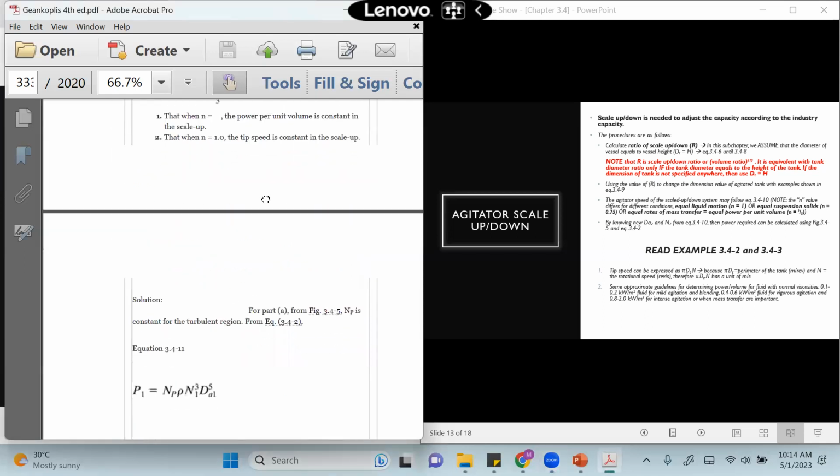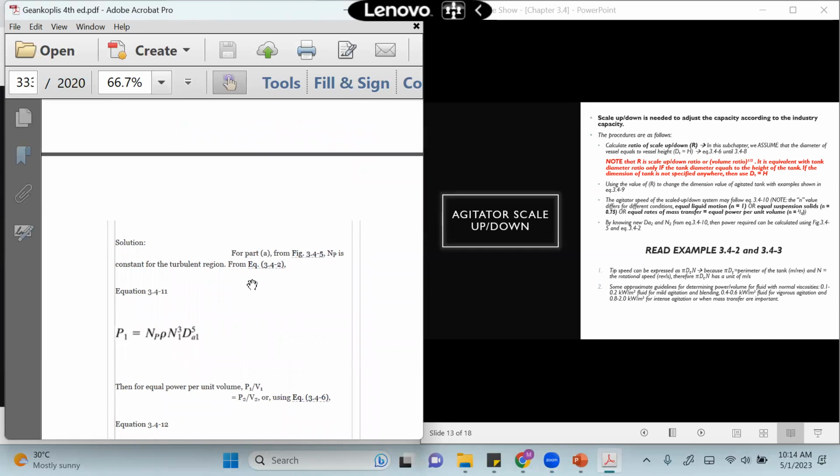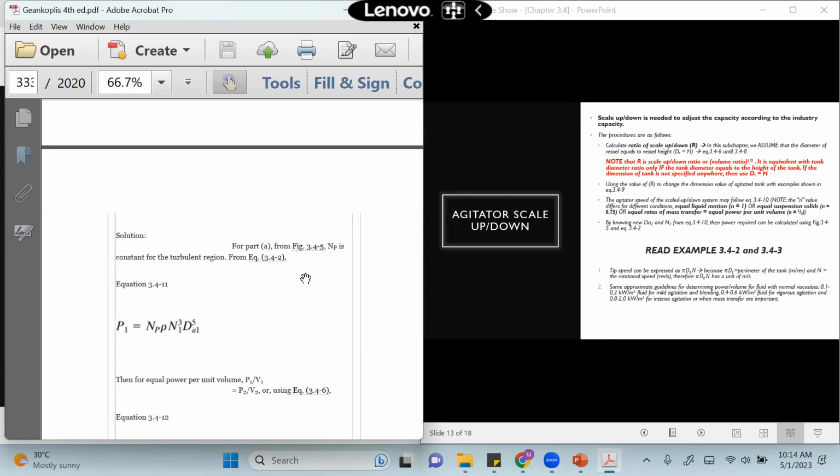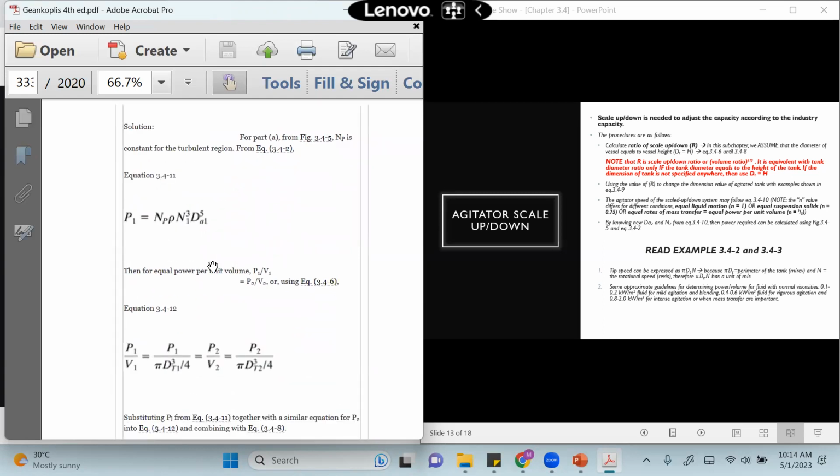Okay, so for the first one, we know that Np can be obtained using figure 5, and after that, the power can be obtained using equation 2. So for power before the scale up or scale down, we can use this equation. After the scale up, we just change the subscript to 2. Then we can get P1 and P2. Then we have to prove whether, if we use an equal power per unit volume, n will be equal to 2/3.